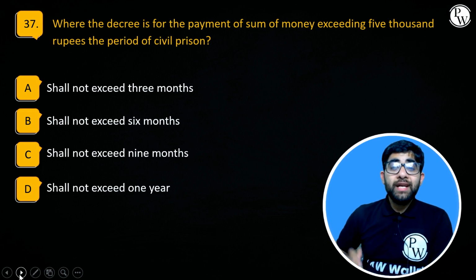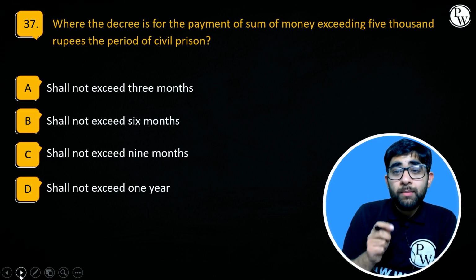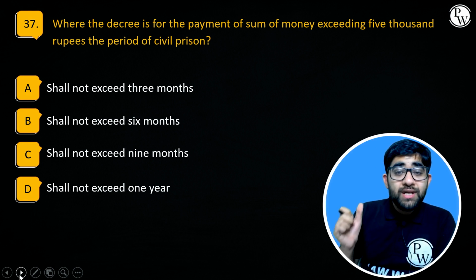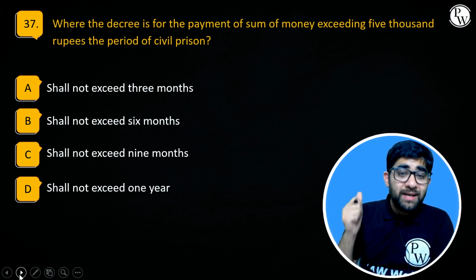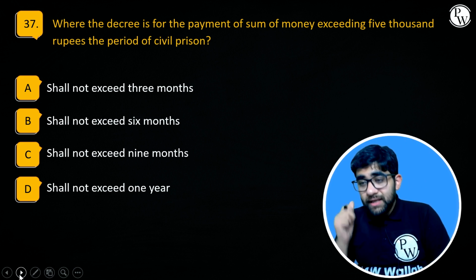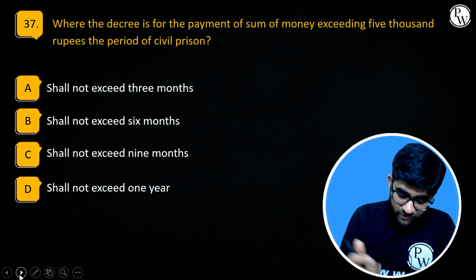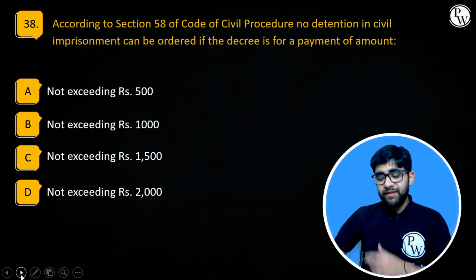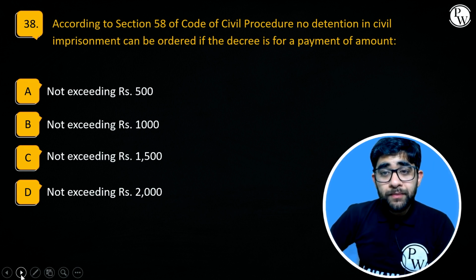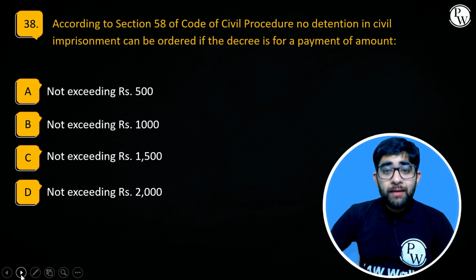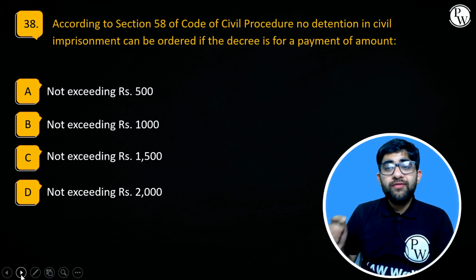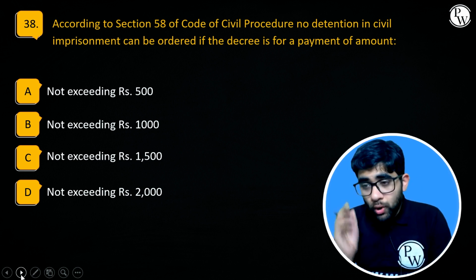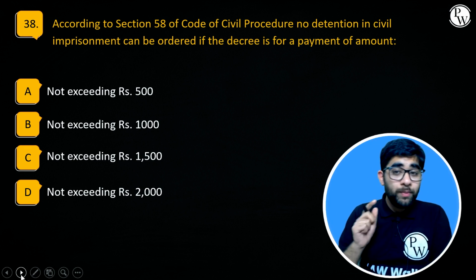37: Where the decree is for the payment of a sum of money exceeding 5,000 rupees, the period of civil prison shall not exceed 3 months, 6 months, 9 months, or 1 year. The answer to this is 3 months. Now, next question: according to section 58 of the Code of Civil Procedure, no detention in civil imprisonment can be ordered if the decree is for payment of an amount not exceeding 500, 1000, 1500 or 2000. The answer to this is not exceeding rupees 2000.